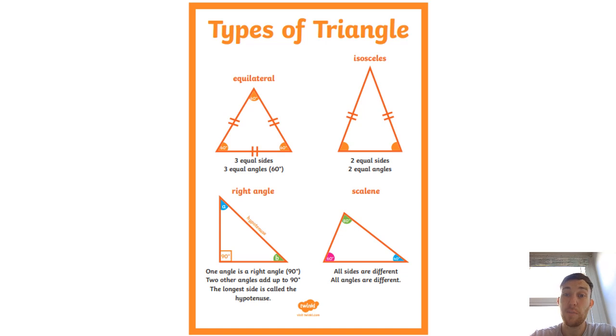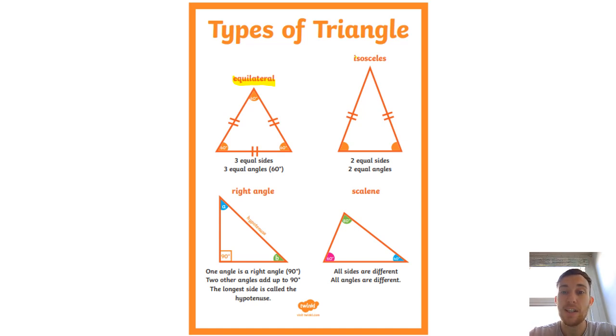I want to start off by just looking at the different types of triangles, because this is really important to know where the heights, bases or lengths are in each of the triangles. So the first one is an equilateral triangle. This means that it has 3 equal sides and 3 equal angles, as we can see in the image.